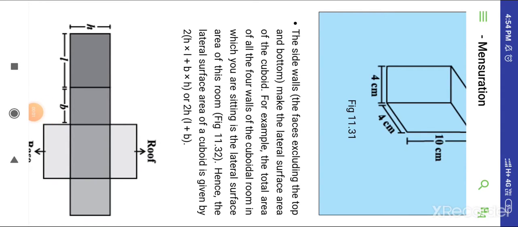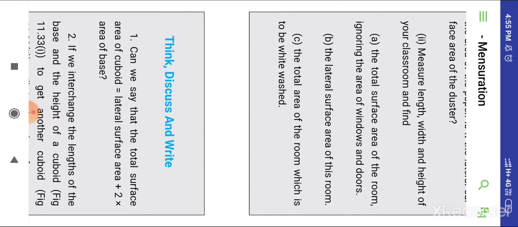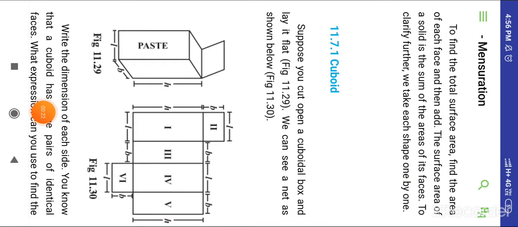In lateral surface area, top and bottom faces are excluded from the solid, whereas in the total surface area all the surfaces of the solid figure are included. So first we will discuss both the surface areas of a cuboid. Cuboid is one of the solid figures. It has 6 faces, 12 edges and 8 vertices.